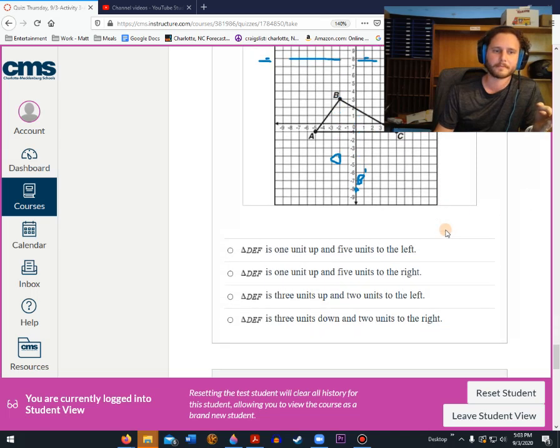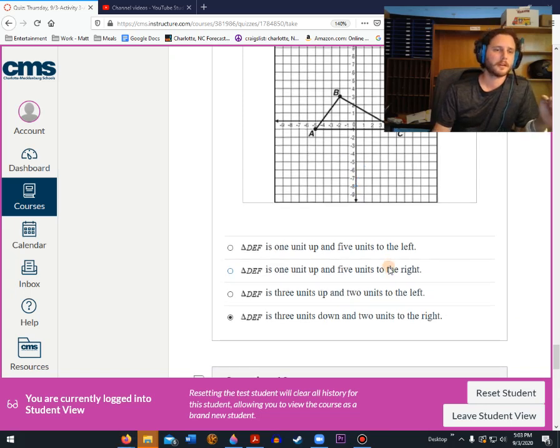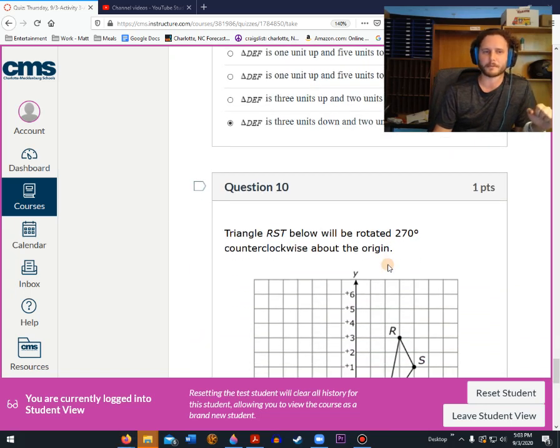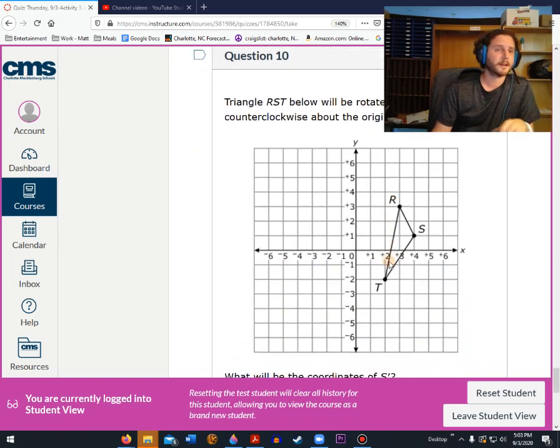So let's see what happened. 3 units down, 2 units right. Perfect. We got the answer already. It's hard to make translation problems hard, but they try.